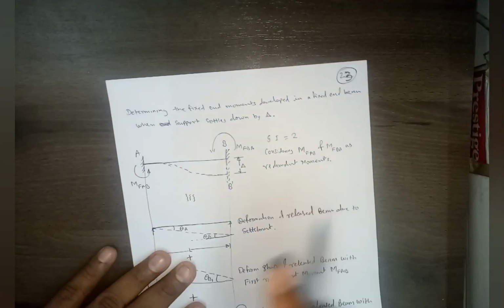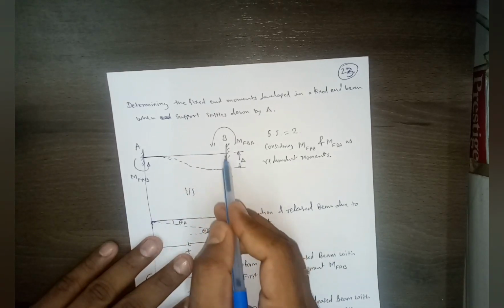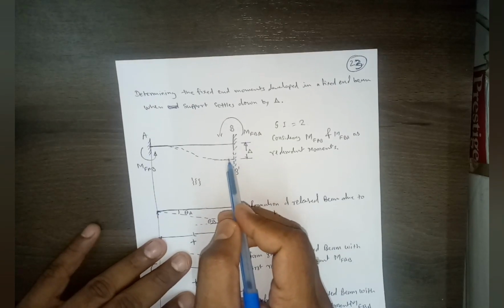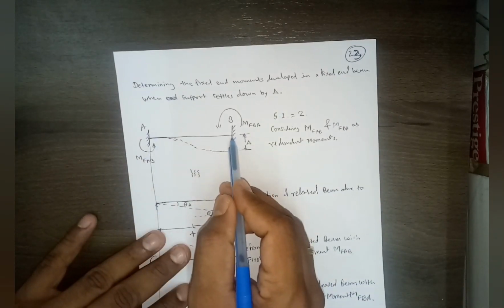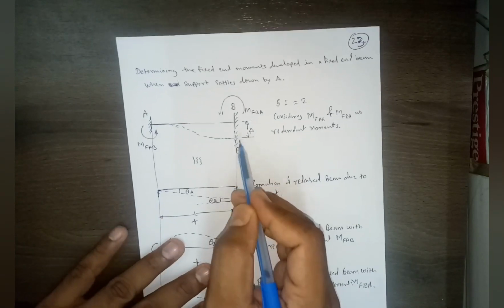Now next, this is the last case. So the next case is that the support sinks down or settles down. Then what will be the moment? So again, you understand, if support B is sinking down or settling by a value delta, right?